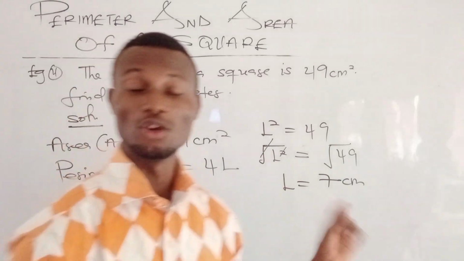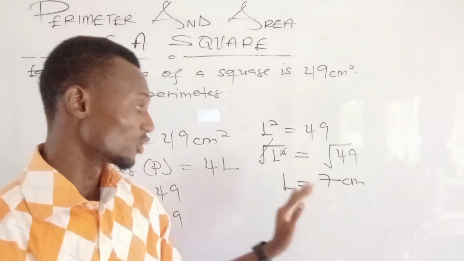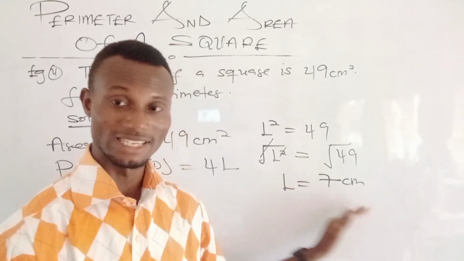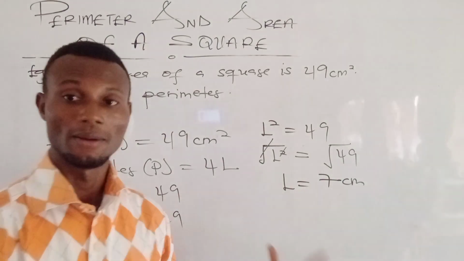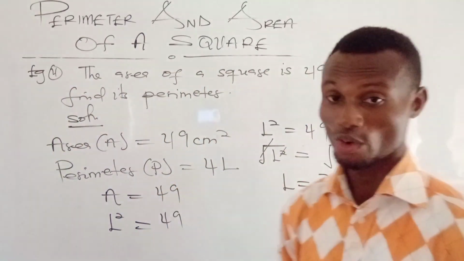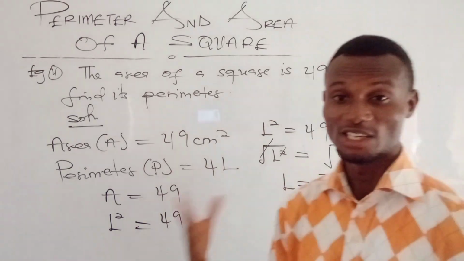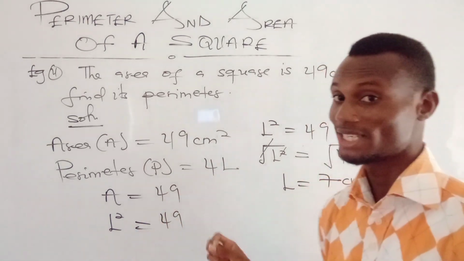Please don't forget to bring the unit. The unit is very important, so don't ignore the unit. You have to bring it after getting your answer. But we are not done. This is the length of the square, but the question is asking us to find the perimeter of the square. So if you leave it like this, you are not done. We have to go ahead and find the perimeter of the square.